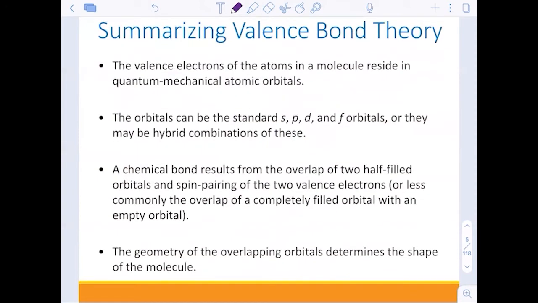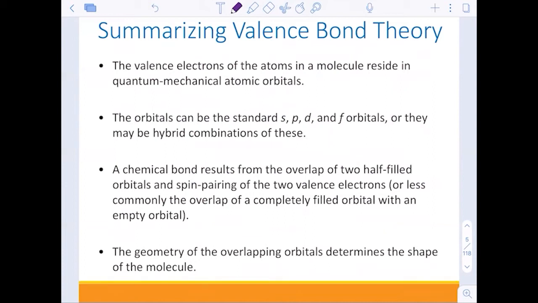So in valence bond theory, the valence electrons create the bond. That's where we get the name. The valence electrons of the atoms in a molecule reside in a quantum mechanical atomic orbital. These are our s, p, d, and f orbitals. Now, what valence bond theory also brings about is the idea of a hybrid orbital.